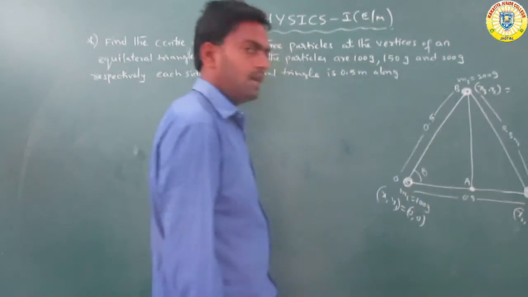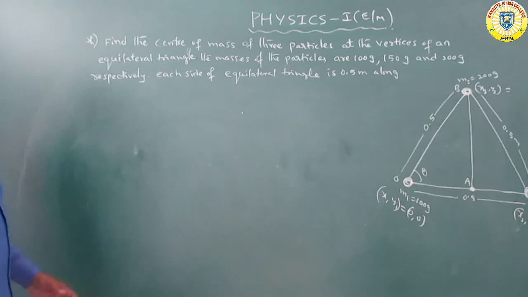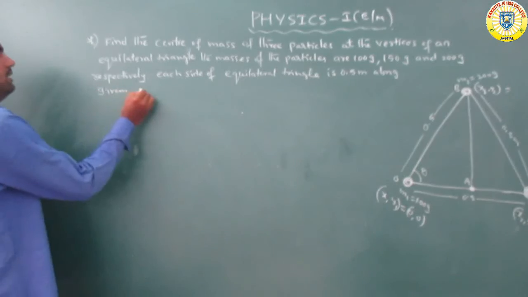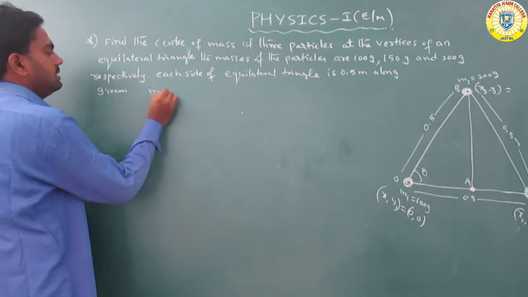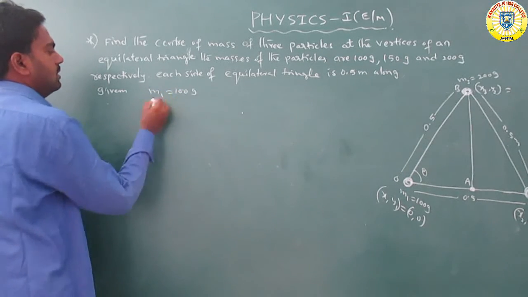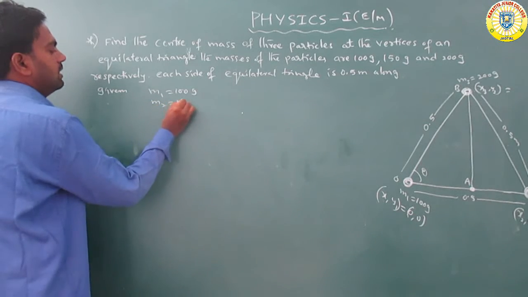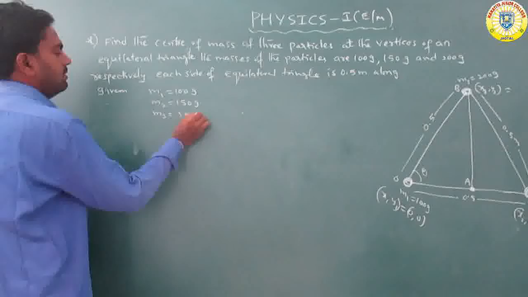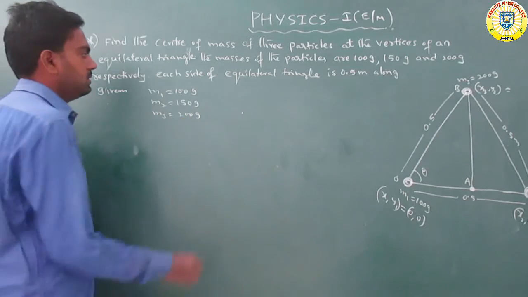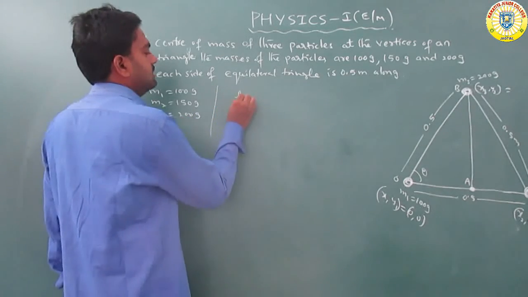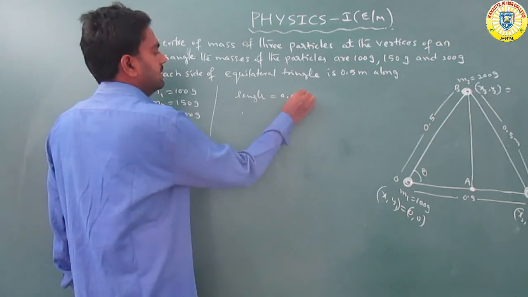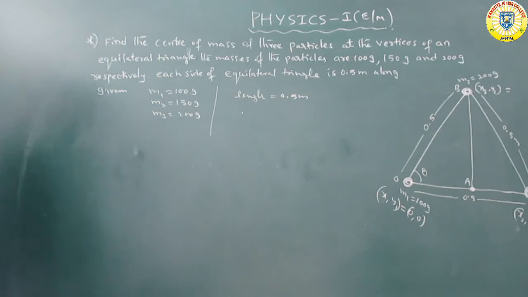Okay, so by using the center of mass, first of all, given masses: m1 is equal to 100 grams, m2 is equal to 150 grams, m3 is equal to 200 grams. Each side is taken as length 0.5 meters. Okay, got it.